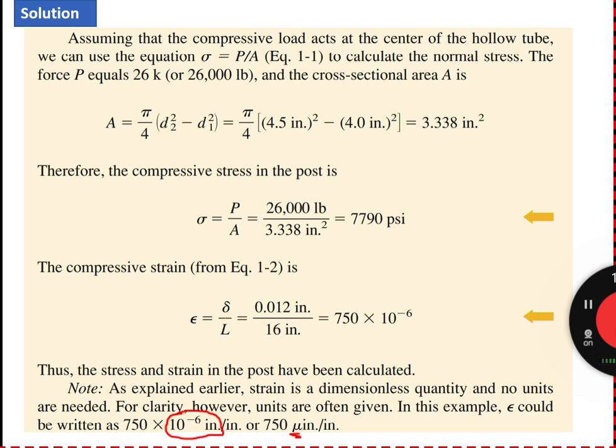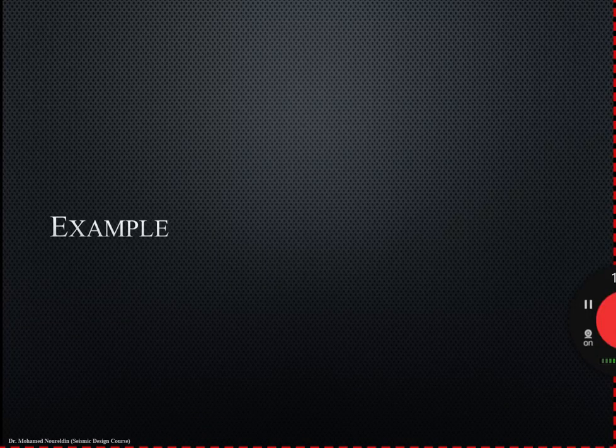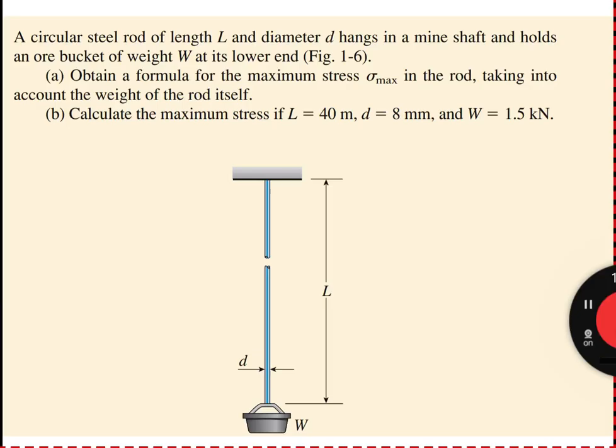Now I hope that we have understood this simple example, and it gives us an understanding of what we have explained before. Let's jump into another example and see how we can do something else, but without numerical values. We are going to use only symbols. A circular steel rod of length L, as you can see, here we are talking about a rod, of length L and diameter D. Diameter is D here.